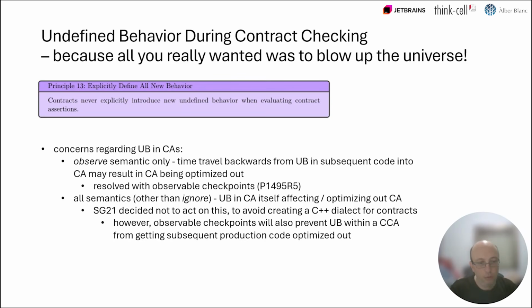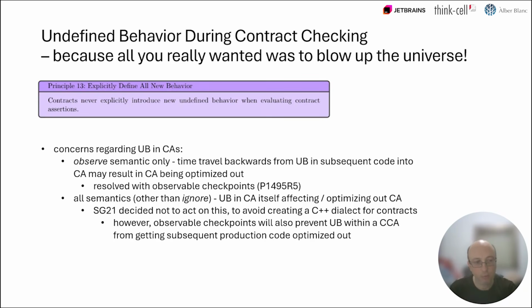We have a new tool in C++26 via P1495. It's called observable checkpoint. So you have a library utility, you place it there. It basically serves as a barrier for undefined behavior having effects in both directions. So this is solved by that.